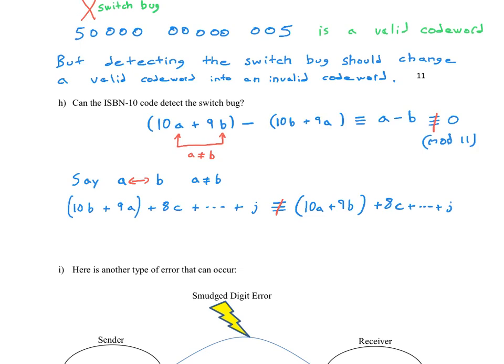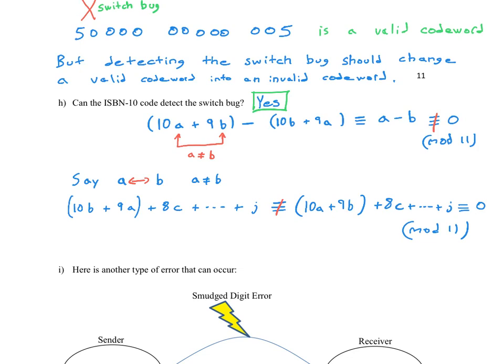Now all of this stuff here, we always pick J so that this expression is 0 in mod 11. So if we read back what we have, we now know that after the switch occurs, we get something that's not congruent to 0 in mod 11. And that's exactly what we want to have happen for successfully detecting the switch bug, which the ISBN 10 can do. So the answer to that question is yes.